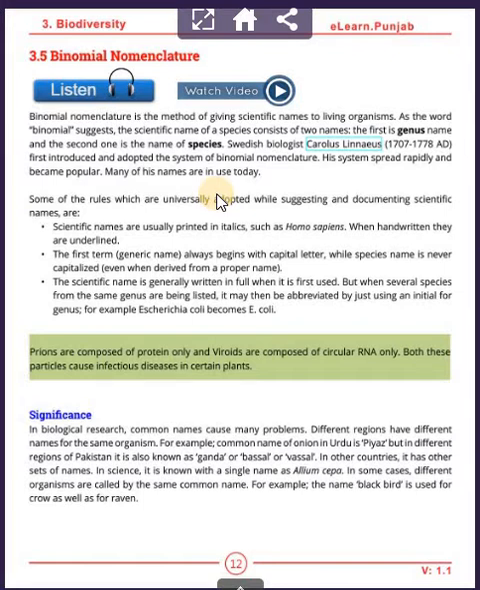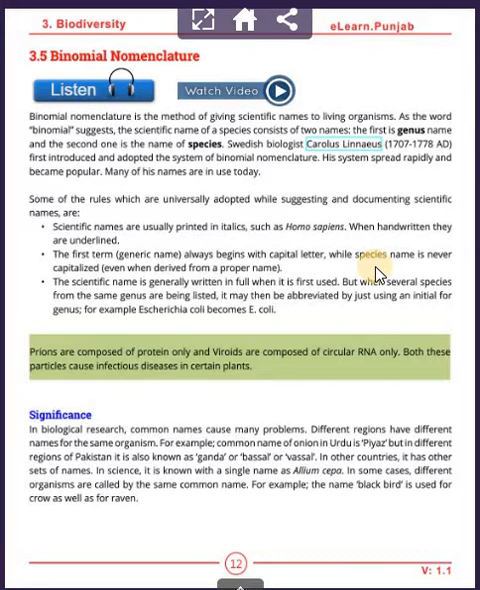the scientific names to the organisms. Scientific names are usually printed in italics, if it is in the printed form, it should be in italics, like it is written as Homo sapiens. But when we write it by our hand, then it should be underlined. The first name is called the generic name, and it always begins with a capital letter, while the second name is the species name, and it should never be capitalized, even when derived from a proper name.